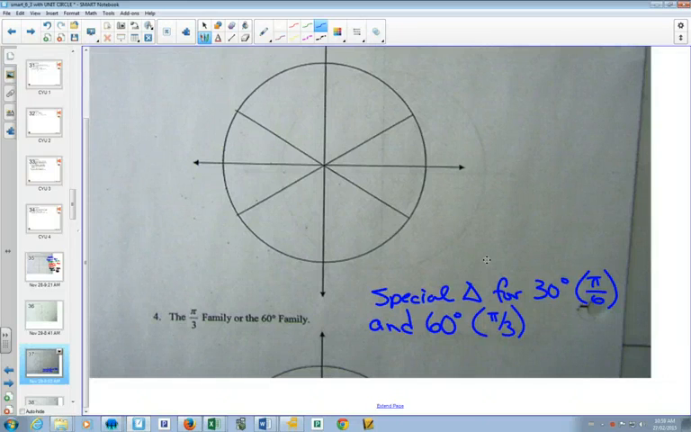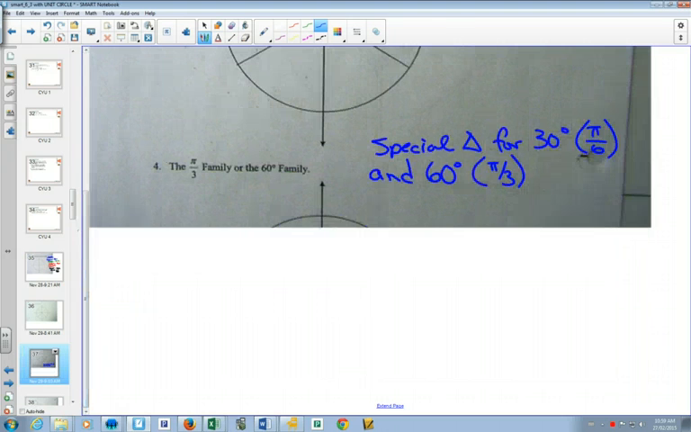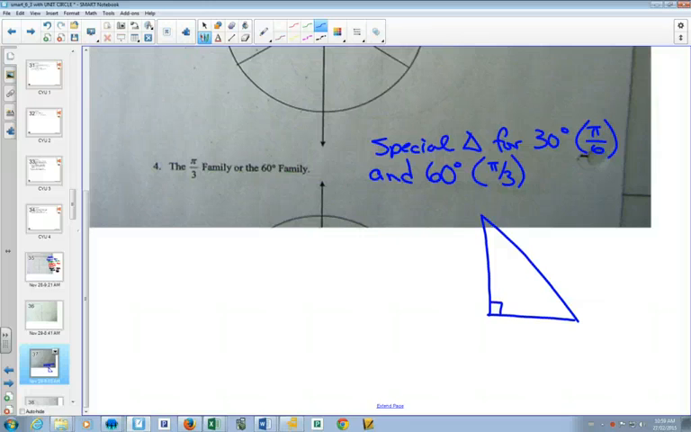So we can have one special triangle for both the 30-degree and the 60-degree. The reason for that is, if you draw a right-angle triangle, because that's how we know we can use SOHCAHTOA, and you put one of the angles as 60 degrees, what's the other angle going to be? 30 degrees. So this is going to be part of our special triangle for 30 degrees and 60 degrees.